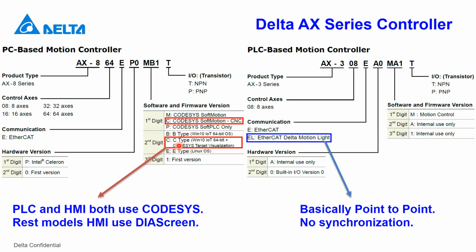Okay, then the second digit here, because some customers prefer the complete solution from CODESYS. That means no matter whether you use PLC or HMI, they want to use CODESYS. So if you encounter this customer, please remember this one. For the second digit, select C. That means visualization, which is for the HMI portion. Okay.